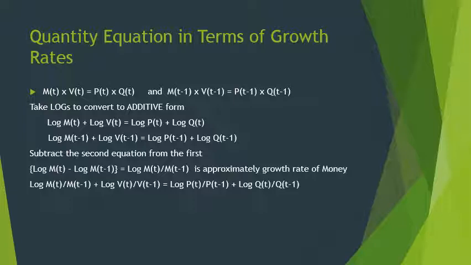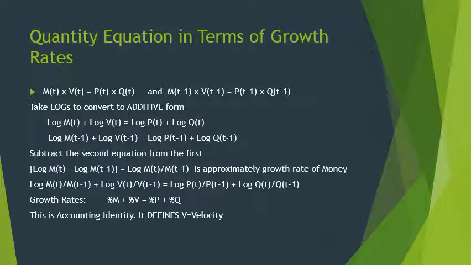It's useful to have that in an explicit form. If I use percent as a short form notation for percentage change, which is log of M_t divided by M_{t-1}, then I can write this previous equation as percentage change in M plus percentage change in V equals percentage change in P, prices, plus percentage change in Q, quantity. And that's the quantity equation in terms of growth rates.